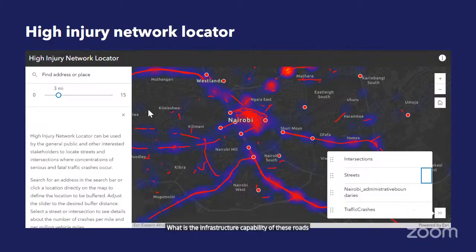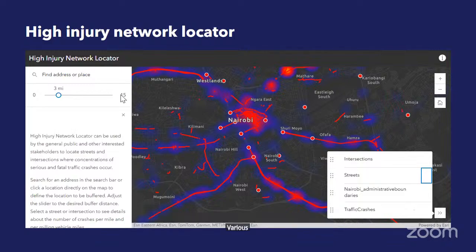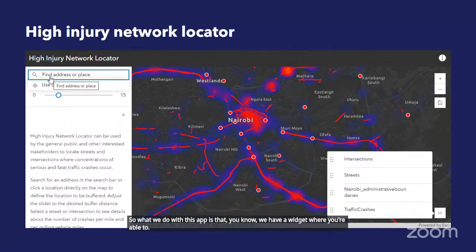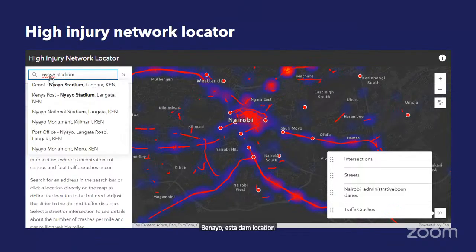Let's say maybe we need curb ramps, maybe we need street lights, maybe we need to put more police officers in these various intersections to reduce the number of accidents. So what we do with this app is that we have a widget where you're able to type the location. So let's say, for my case, I will type the Nyayo Stadium location in Kenya.